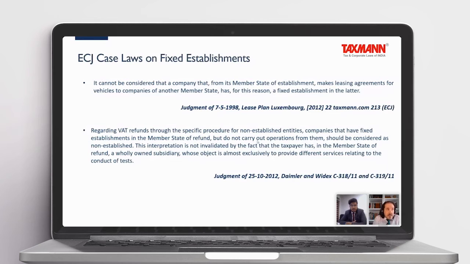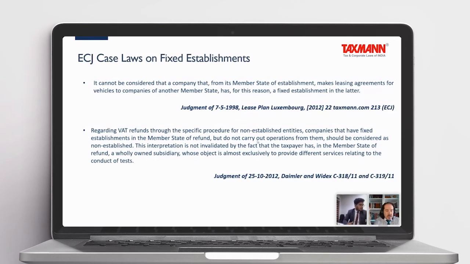The Leaseplan Luxembourg case is the same, so we can go to the following case, which is Daimler and Widex, in which the ECJ stated that even if a foreign company has a fixed establishment in a given member state, when this fixed establishment does not intervene, does not have anything to do with the transactions in which the foreign company is paying VAT, the foreign company will be capable of recovering VAT through the special mechanisms for the non-established companies. So in this case, the ECJ confirmed that there is some kind of barrier between the taxable activities in which the fixed establishment does not intervene in any way, and the rest of the activities of the fixed establishment.